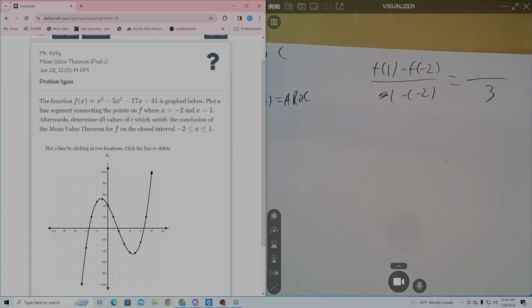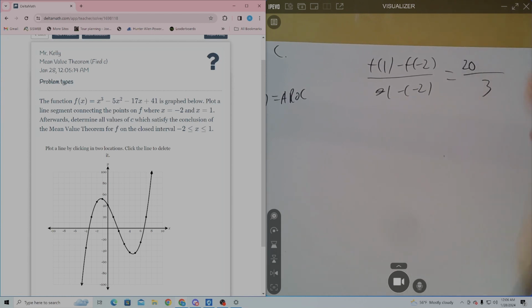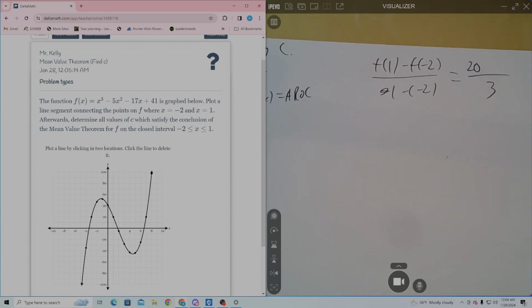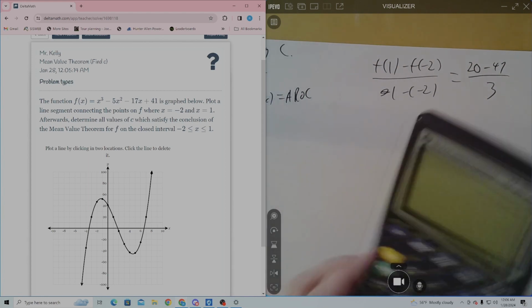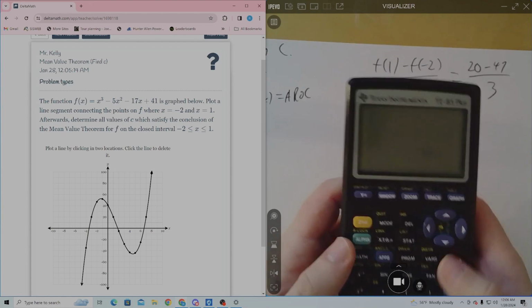F of 1, so I plug in 1, so 1 minus 5, -4, minus 17, -21, plus 41 is 20. Plug in a -2, -8, 4, -28, -28 plus 34, 6 plus 41, 47. I'm gonna do this one to make sure. I think that's right though, because that'll get me -9. But I'll double check this one.